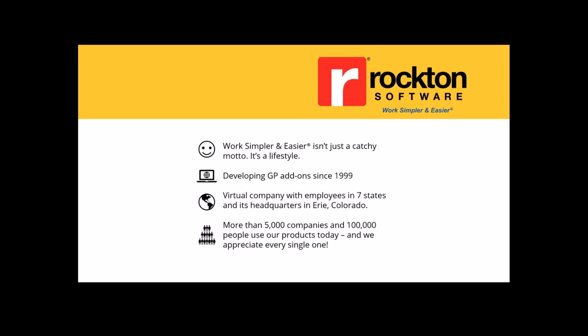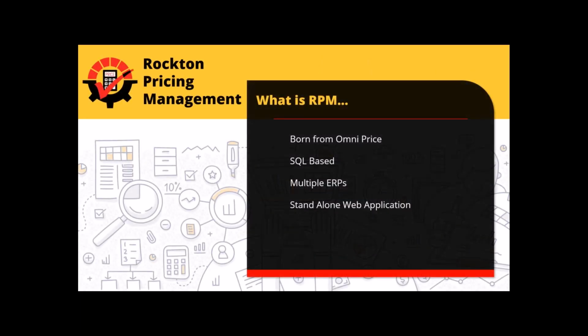One of the products we sell is OmniPrice, which is a pricing add-on for Dynamics GP. This is where we got the idea for RPM. It's a bigger and better version of OmniPrice. RPM is a SQL-based, standalone product that can be an add-on to multiple ERPs. Currently, it's available for Acumatica and Dynamics GP. It's configured and managed through a web browser. It integrates with the ERP through a connector that's installed within the ERP, and in this case, Dynamics GP.